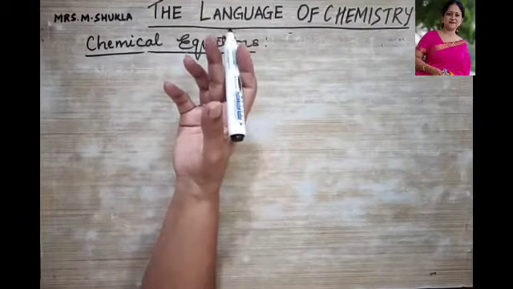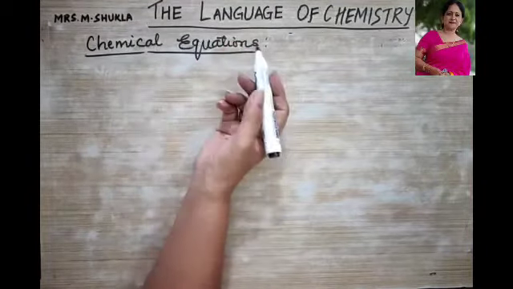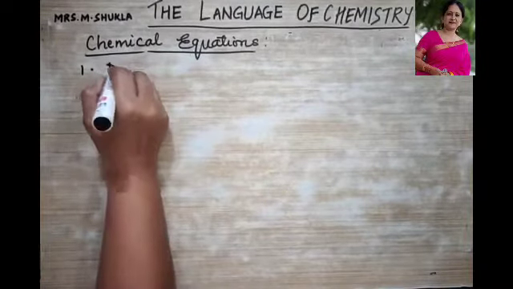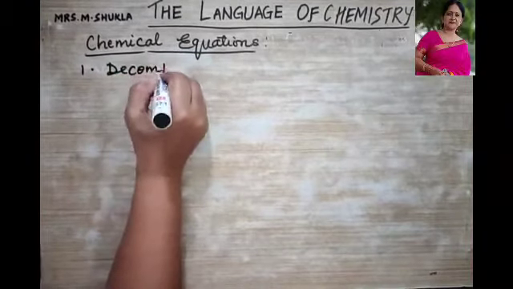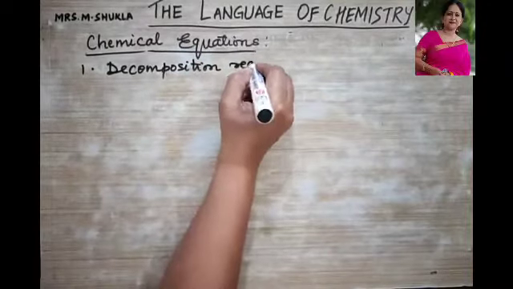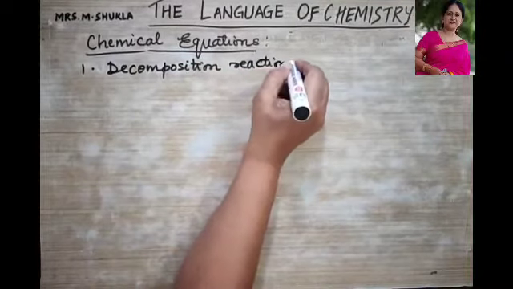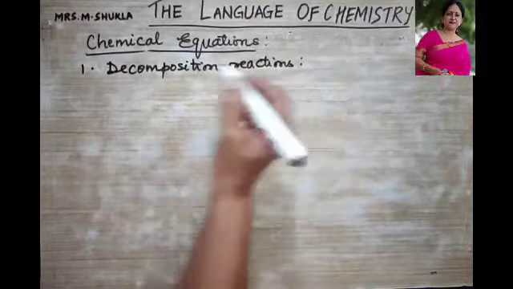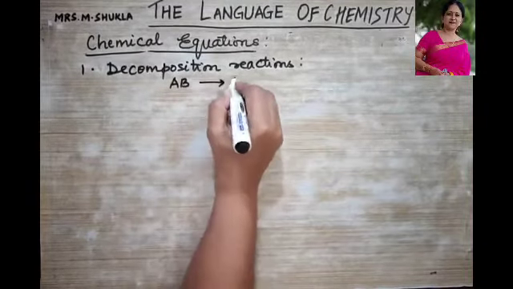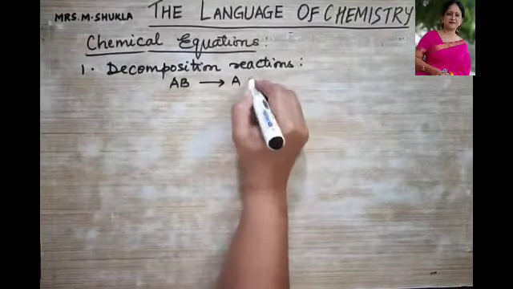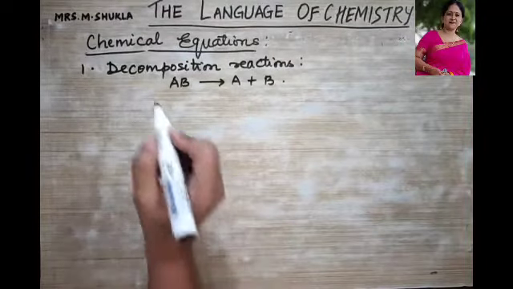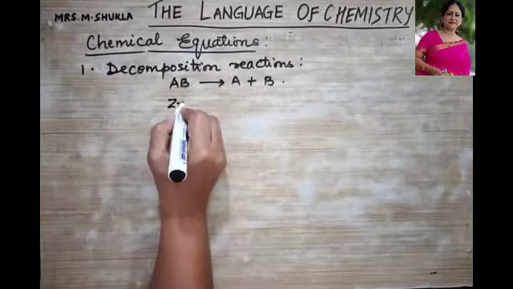So, what are the different types of chemical equations that we need to study? The first kind of chemical equation is decomposition reactions. What do we mean by decomposition reaction? When one compound decomposes to give two or more products, then it is called a decomposition reaction. Let's take certain examples.